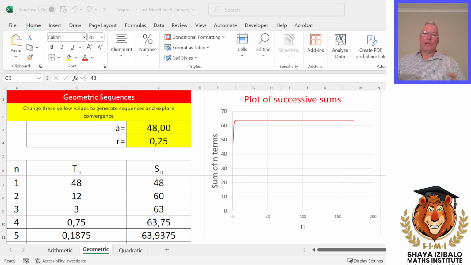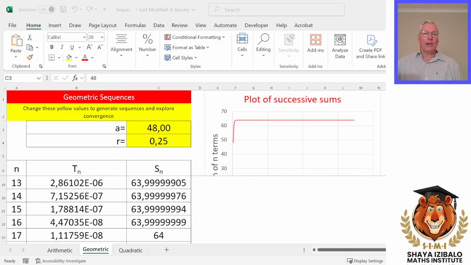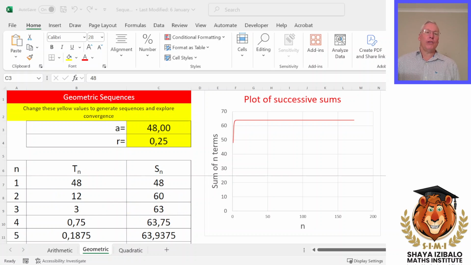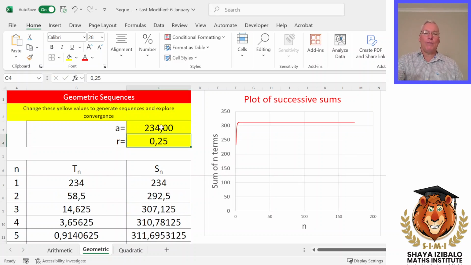Okay, so here I've got a little simulation set up in Microsoft Excel, and this just shows us what's happening here. a is 48, r is a quarter, and there are the terms, and in the right-hand column we've got the answers. Notice it's getting closer and closer. Once again, even Microsoft Excel says it gets to 64. What I want to show you is that if we change the value of a, let's make the value of a 234, the convergence is not affected. It still converges. It converges to a different number. The only thing that affects convergence is r.